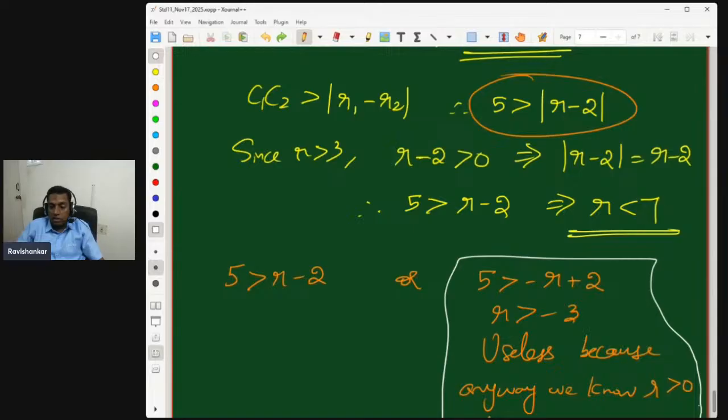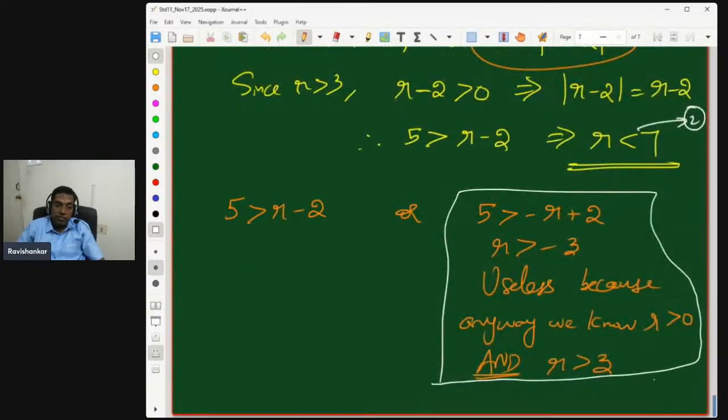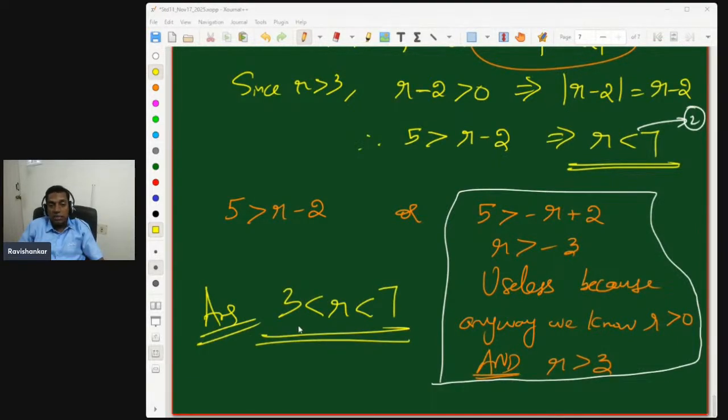So this is one inequality and another inequality. So greater than 3 and less than 7. So the correct answer is 3 less than R less than 7, which happens to be option C, which many people have got as the right answer.